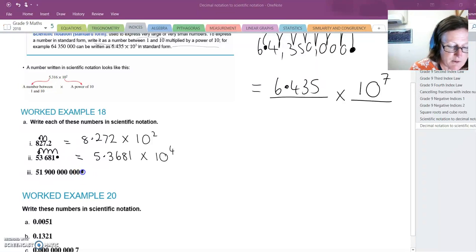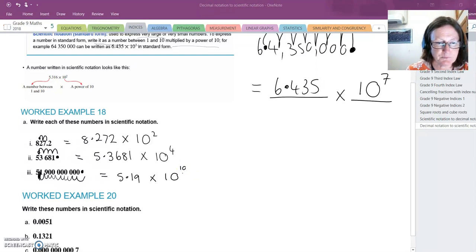This next example, that's where the decimal point is. But to make my number between 1 and 10, I'm going to put it between the 5 and 1. So that number is 5.19. I then need to jump 1, 2, 3, 4, 5, 6, 7, 8, 9, 10 to get back to where that decimal point was. So it's 5.19, 10 to the power of 10.